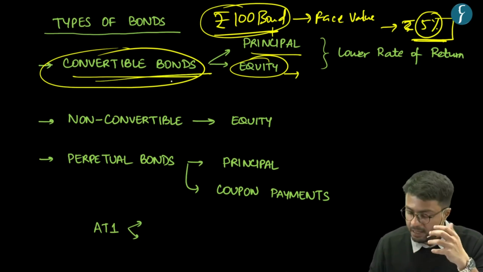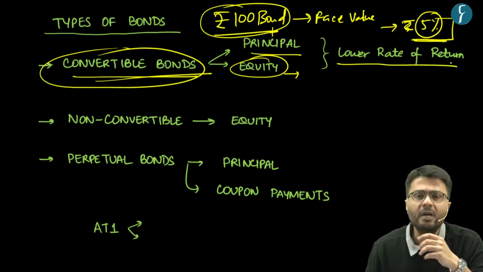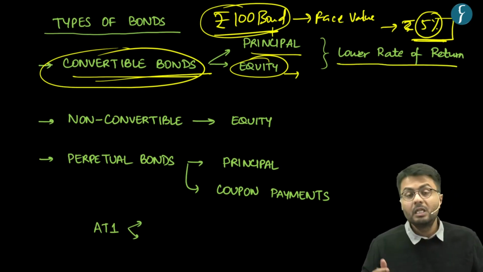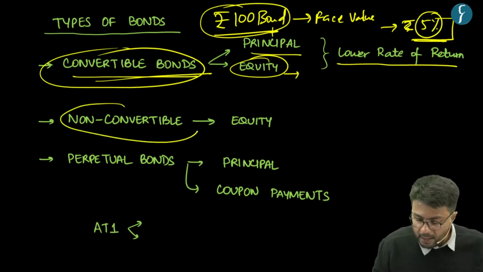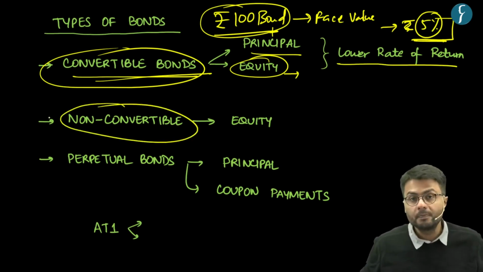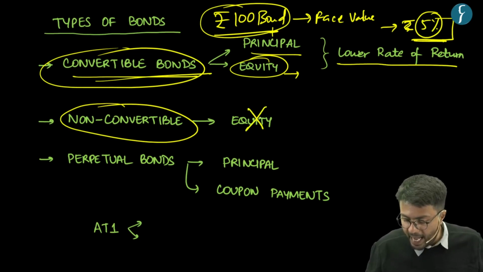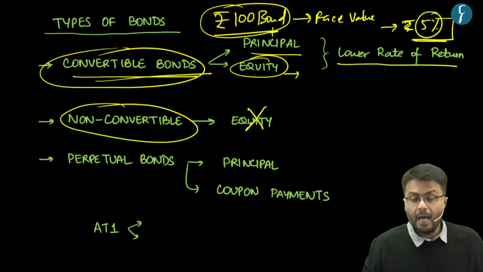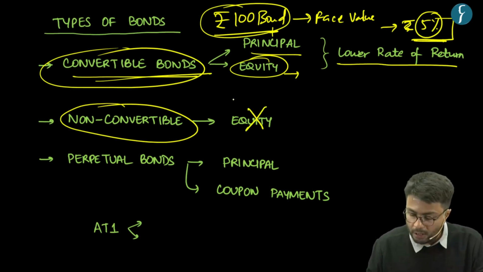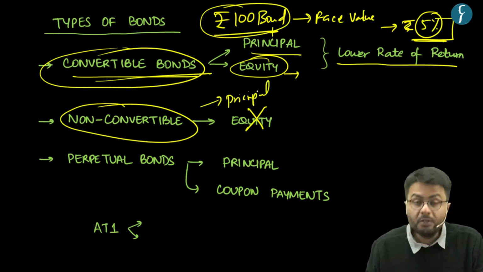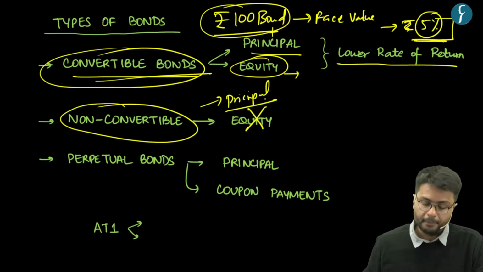So naturally, these bonds offer a somewhat lower rate of return. Now the second type of bond is known as a non-convertible bond. And as the name suggests, these are non-convertible in nature. Hence, you cannot get equity out of these bonds, and upon the maturity of these bonds, the principal amount is returned to the bondholder.